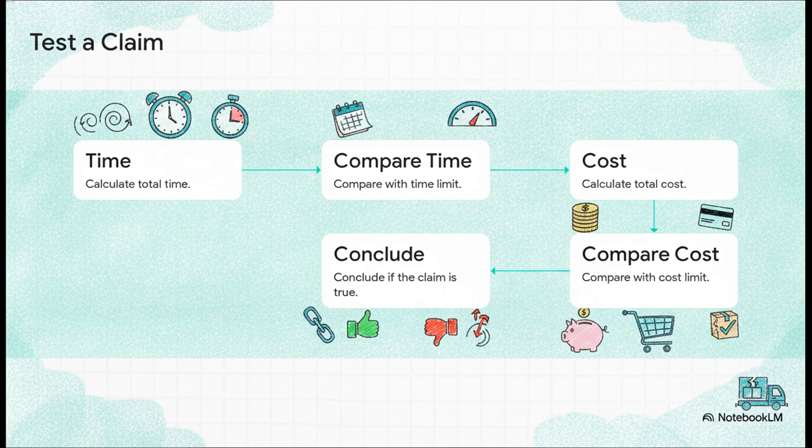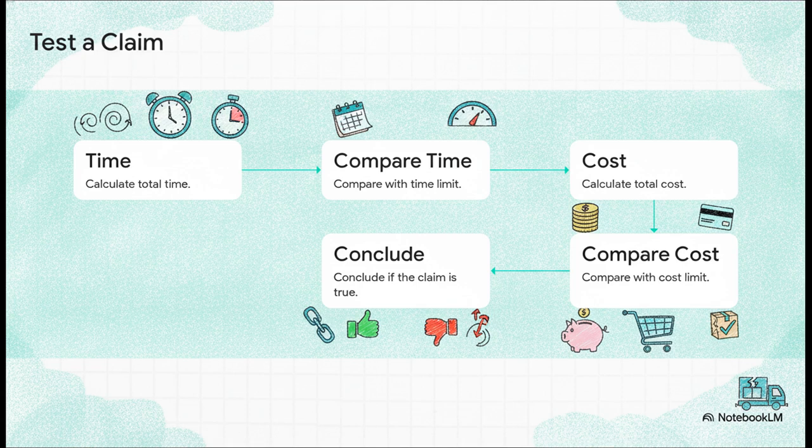So you might face a problem where someone claims, say, a delivery will take less than 2 hours and cost under $50. Following this decision flowchart ensures you logically check all parts of that claim. First, you calculate the total time and then check it against the time limit. Next, you calculate the total cost and check it against the cost limit.